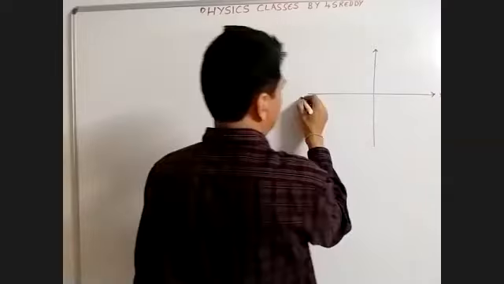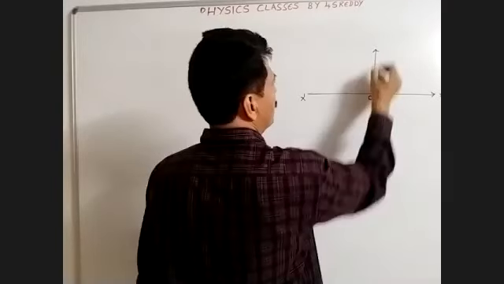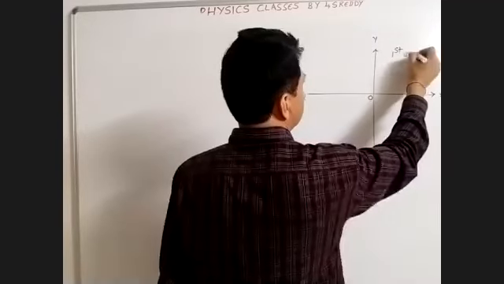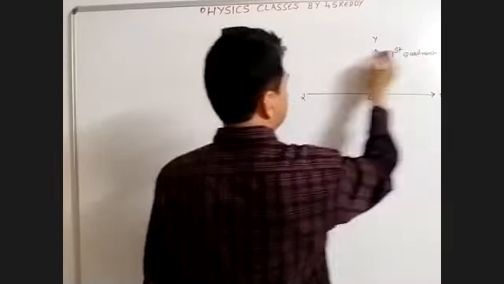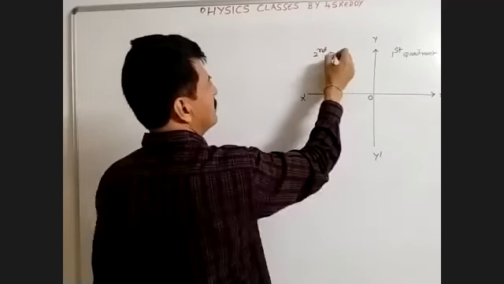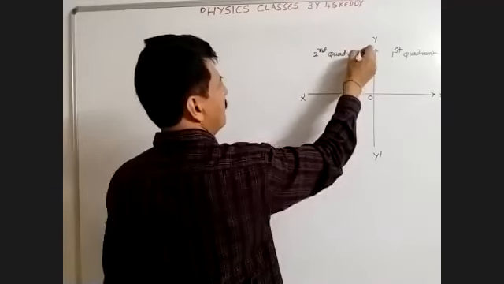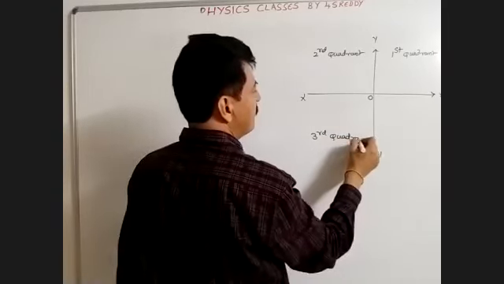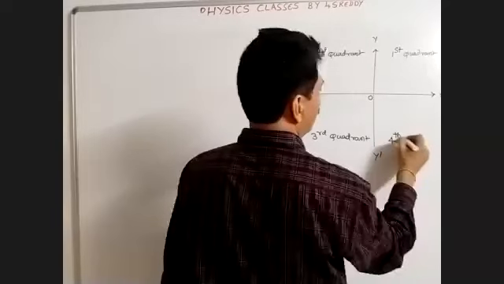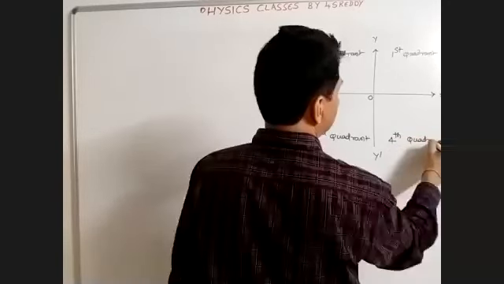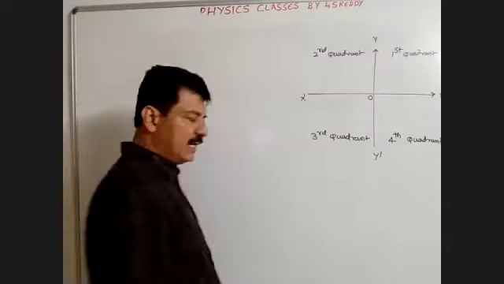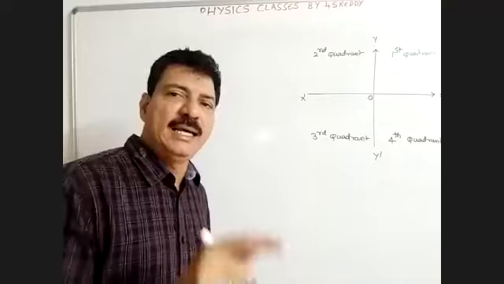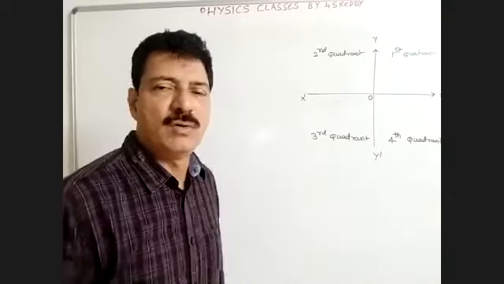Suppose this is X'OX, and this is Y'OY. Then this is the first quadrant. This is the second quadrant. This is the third quadrant. And this is the fourth quadrant. There are 4 quadrants. That means whenever you take 2 perpendicular lines in a plane, it is divided into 4 parts, and each part is taken as 1 quadrant.